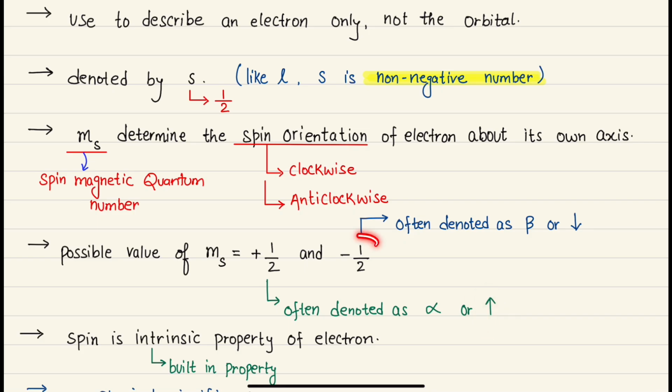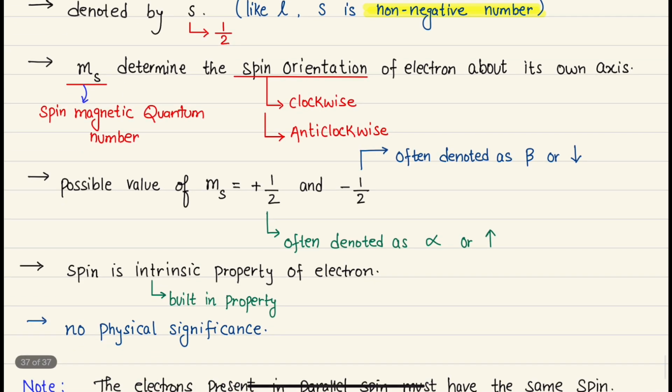And minus half is often denoted as beta, or we can show it by a downward, inverted arrow like this. This plus half is also called clockwise, or we can say vice versa. So plus half can be clockwise or anti-clockwise, and the same for minus half. It depends on us. But generally, by convention, we take plus half as clockwise and minus half as anti-clockwise. But this is not fixed.